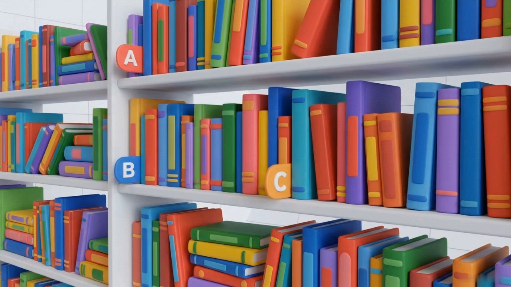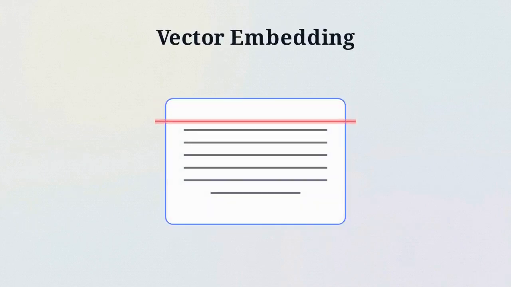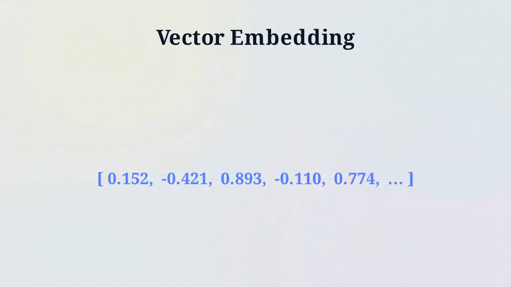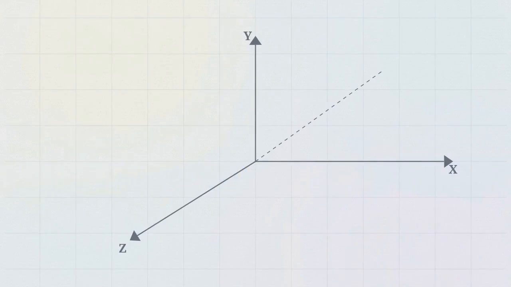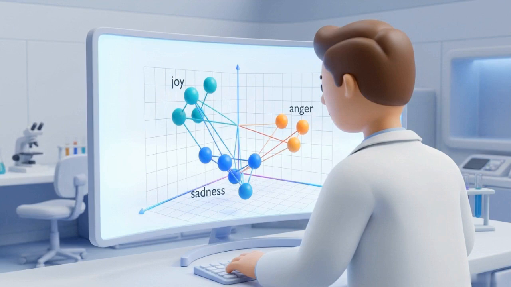To fix this, we have to stop organizing data by alphabetical or numerical order. Instead, we have to organize it by what it represents. This creates a vector embedding. Machine learning models translate raw data, like a paragraph, into dense arrays of numbers. These numbers act as coordinates on a mathematical grid. Because cat and kitty share semantic traits, they're plotted together. Unrelated concepts, like banjo, land far away. By turning concepts into spatial coordinates, we found a way to use pure math as a proxy for human understanding.